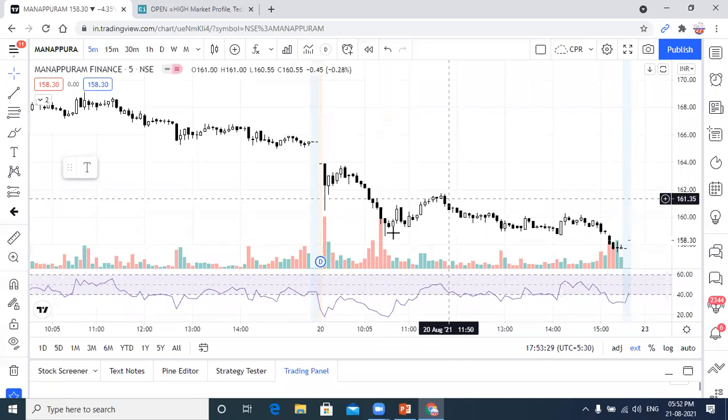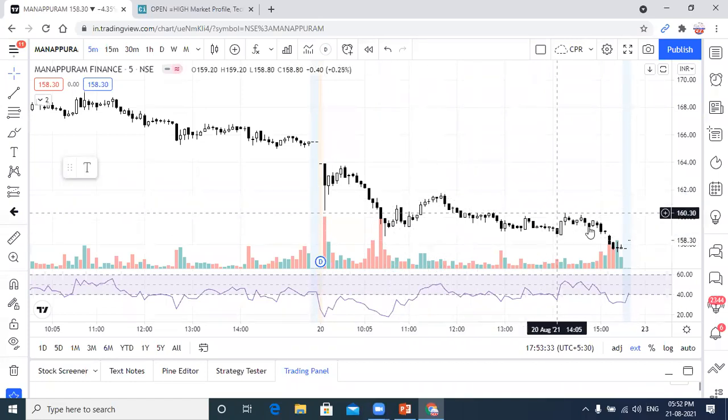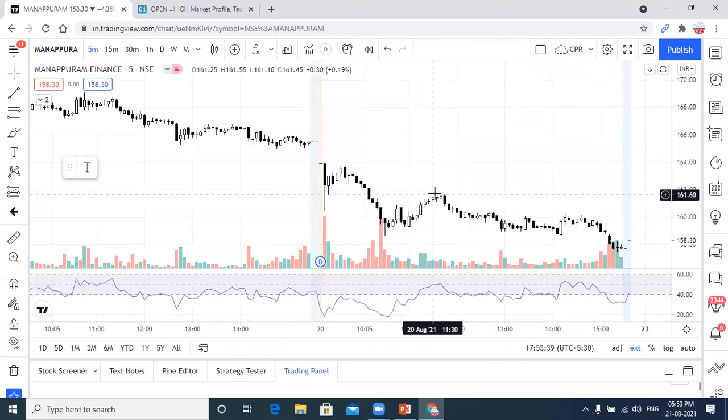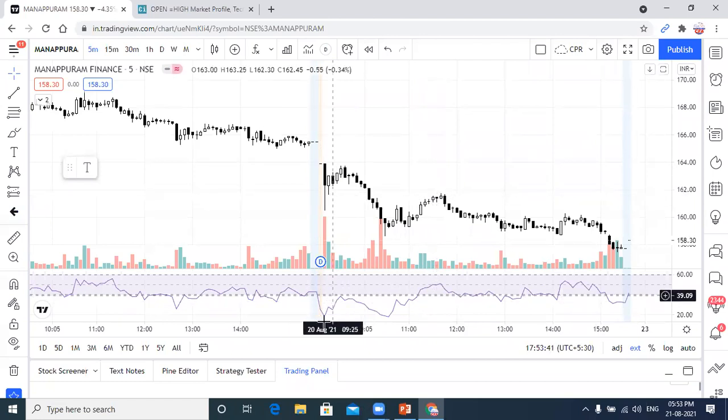Okay, so from here you can see price went up, made a lower top, and again it went down. So later on, you can trail your stop loss from the first candle high to this candle high.